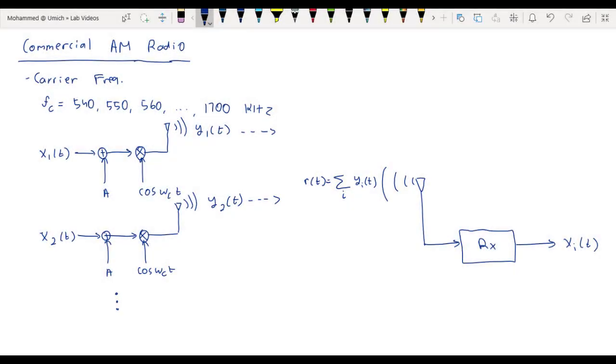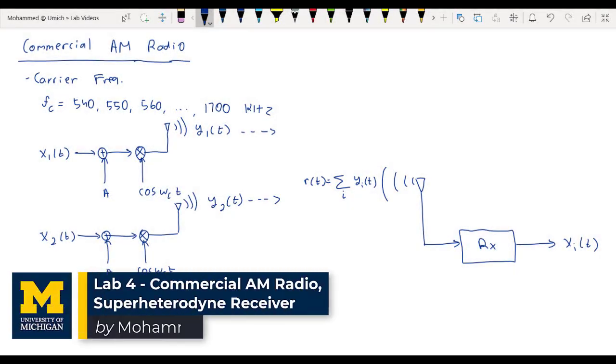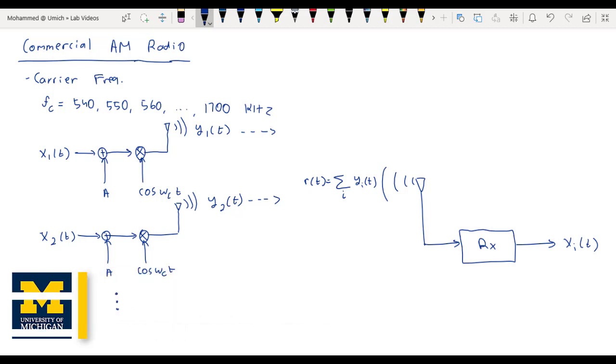In this video, we're going to take a look at commercial AM radio and then the Superheterodyne receiver, which is the type of receiver that you'll be implementing in this lab. So in commercial AM radio, or commercial broadcast AM, the U.S. Federal Communications Commission specifies that the carrier frequency of any station must be one of the following 117 values: 540 kilohertz, 550 kilohertz, by increments of 10 kilohertz all the way up to 1700 kilohertz.